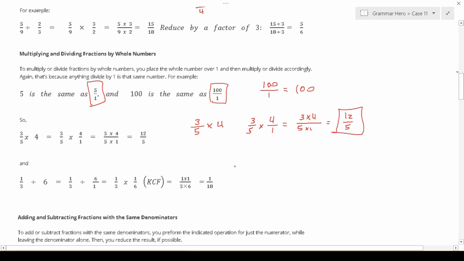Let's do a division problem. Let's do 1/3 divided by 6. Again, at first glance, we're probably saying, what can we do? Put 6 over 1 and move forward. So 1/3 divided by 6 over 1. Using what we just learned, we know we can use keep, change, flip to turn this into a multiplication problem. So keep the first one, 1/3. Change the sign from division to multiplication. Flip the second fraction. So this becomes 1 over 6. Multiply across. This becomes 1 times 1 over 3 times 6. 1 times 1 is 1. 3 times 6 is 18. Can't reduce this by anything, so it's in reduced form. So again, multiplying and dividing fractions by whole numbers, pretty straightforward.